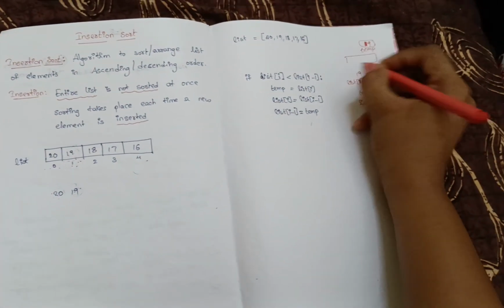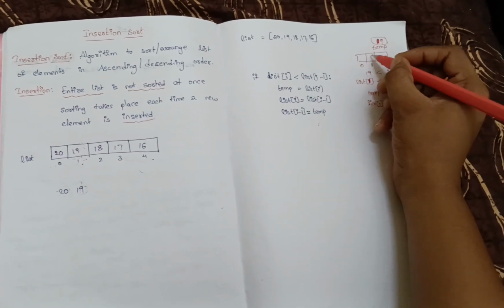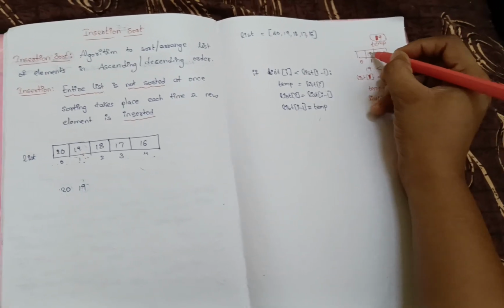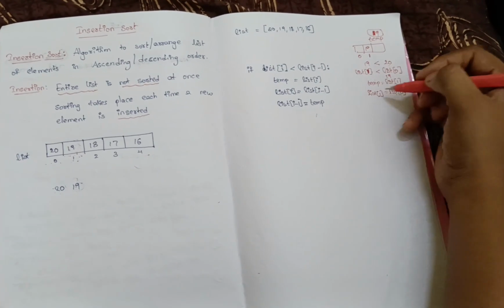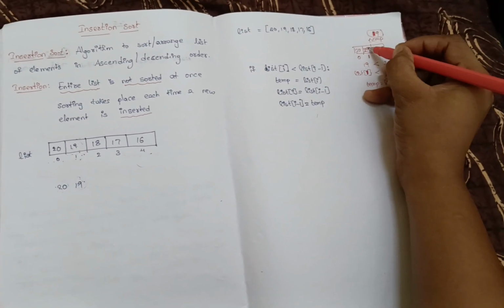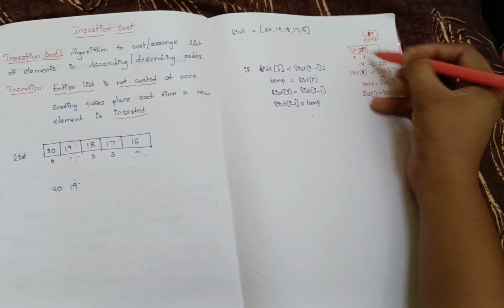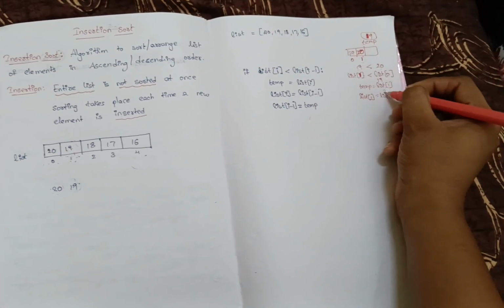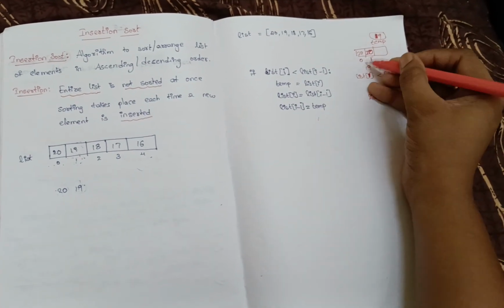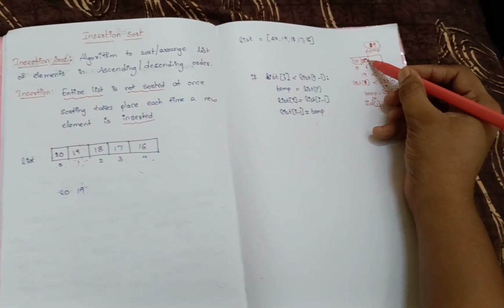Now if it is an array, this is the 1st place and this is the 0th index. I'm just assigning whatever is present in the list of 1 with the list of 0th value. I am assigning the value 20 to the 1st place. List of 0 is having 20. I am assigning that value 20 to the list of 1, this place. Now list of 1 will be having 20.